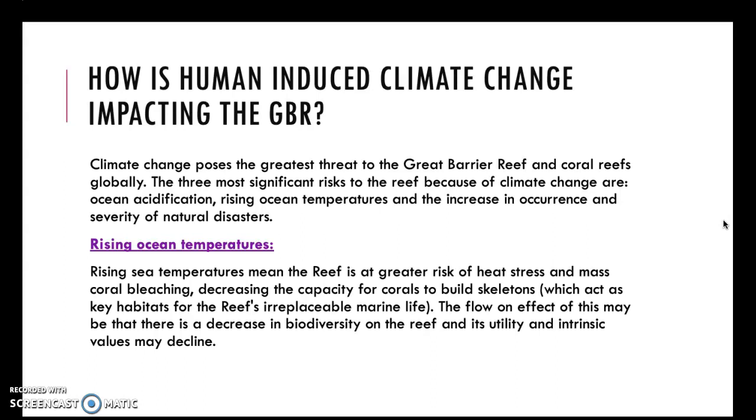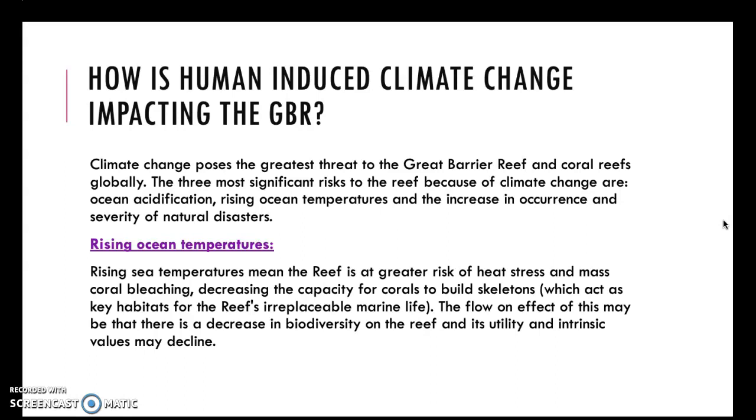So rising ocean temperatures is a big issue for the Great Barrier Reef. Corals in particular need a specific temperature in order for them to survive. If water gets too warm, coral bleaching occurs and the coral essentially dies. And once that coral bleaching has happened, there's no going back.